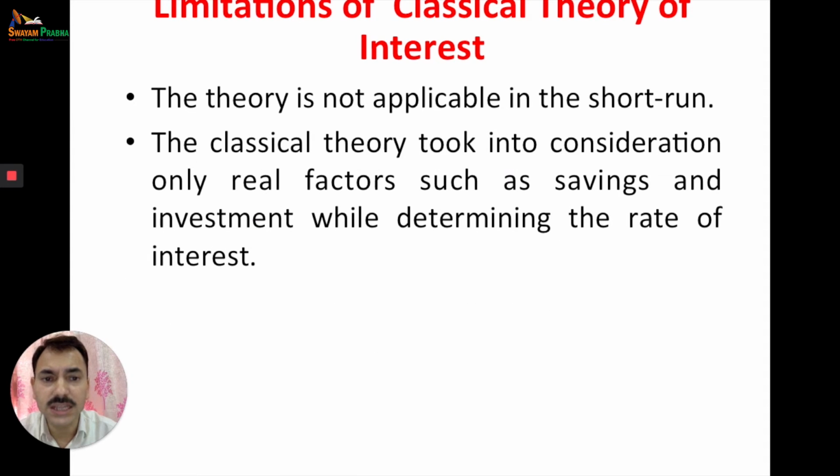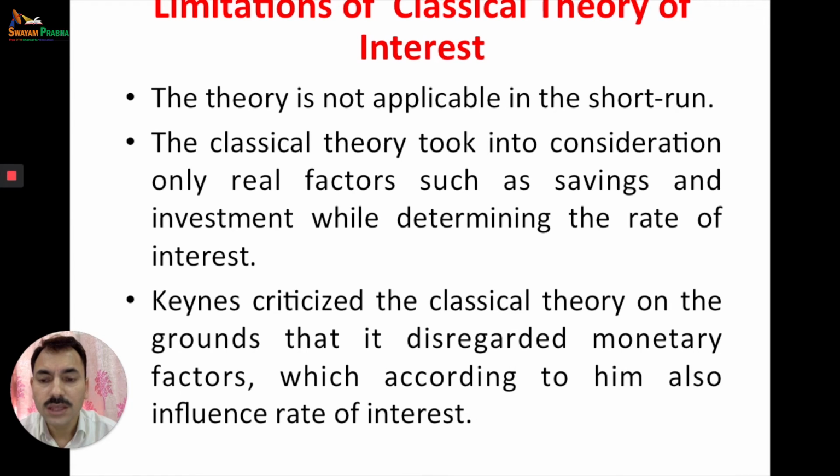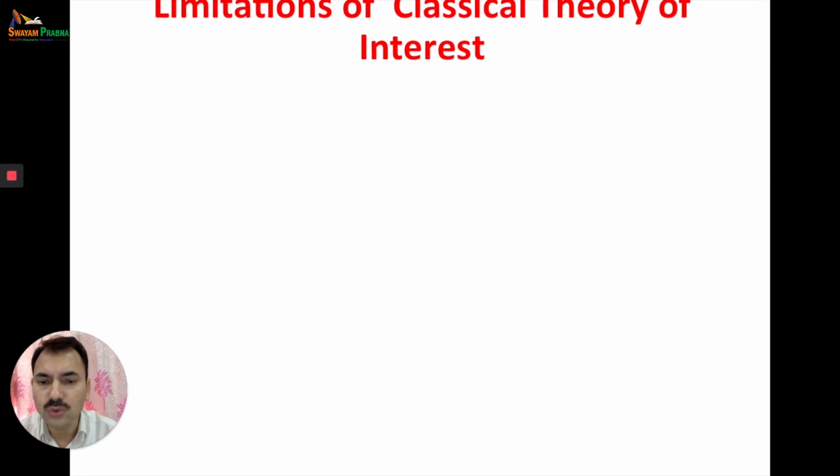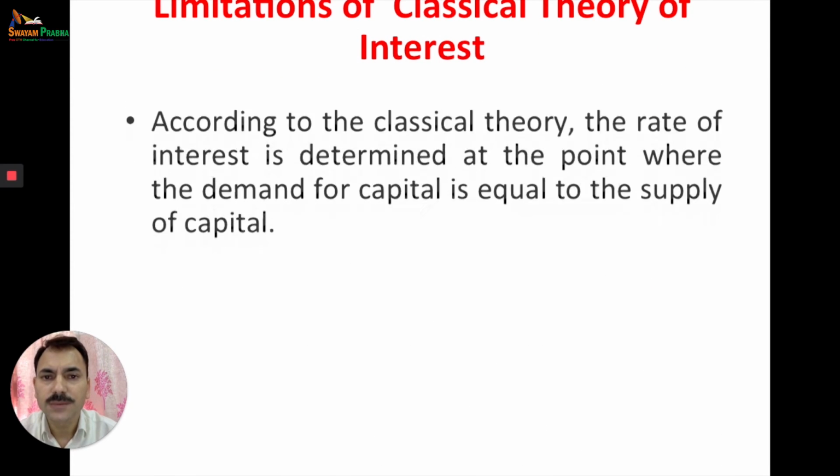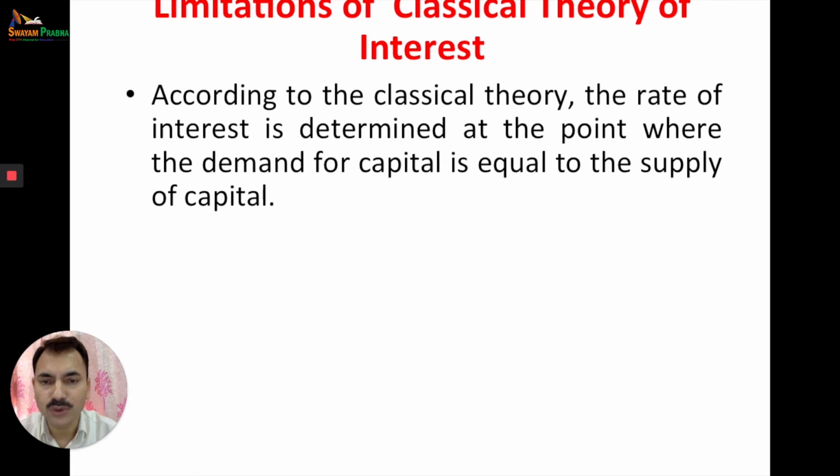The classical theory took into consideration only the real factors such as saving and investment while determining the real rate of interest. But Keynes criticized that the classical theory has disregarded the monetary factor. Money can also play an important role in the determination of the rate of interest according to Keynes, but classical has disregarded it. Classical has not considered money as an important factor.